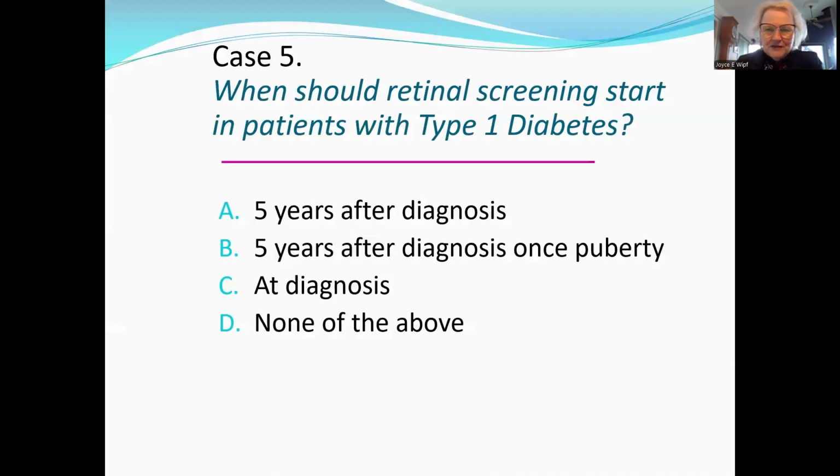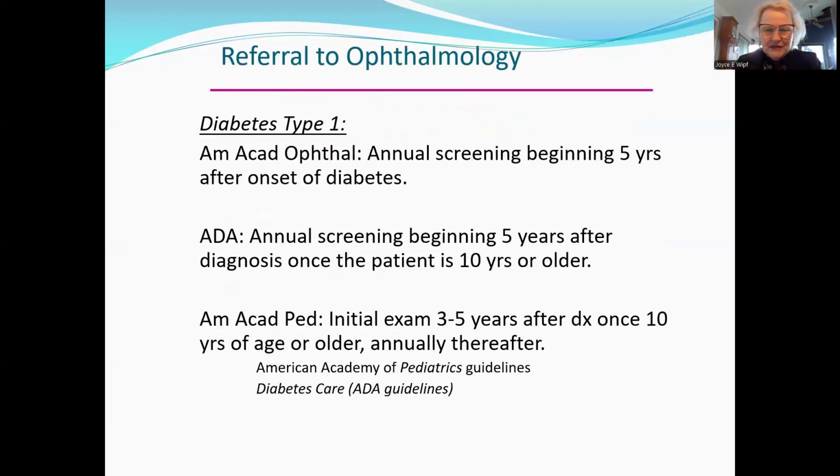So when should retinal screening start in patients with type 1 diabetes? A, 5 years after diagnosis. This is type 1. B, 5 years after diagnosis once puberty. C, at diagnosis. D, none of the above. The correct answer here is B, 5 years after diagnosis, once puberty. For some reason, patients with type 1 diabetes do not get retinopathy in the pre-puberty years.